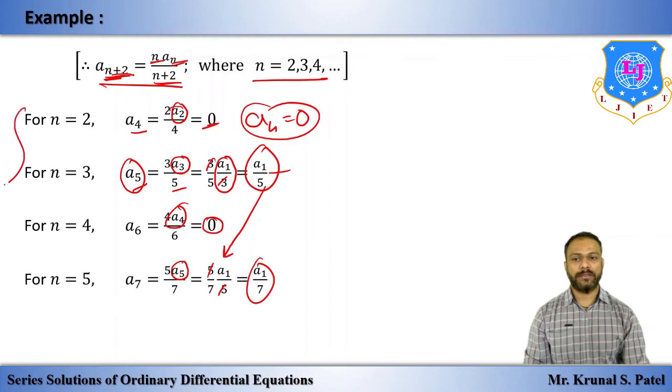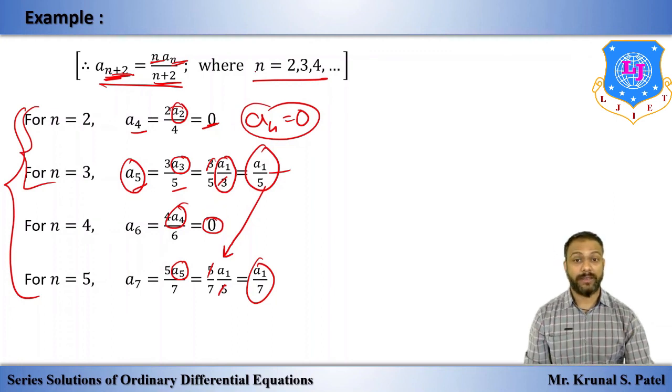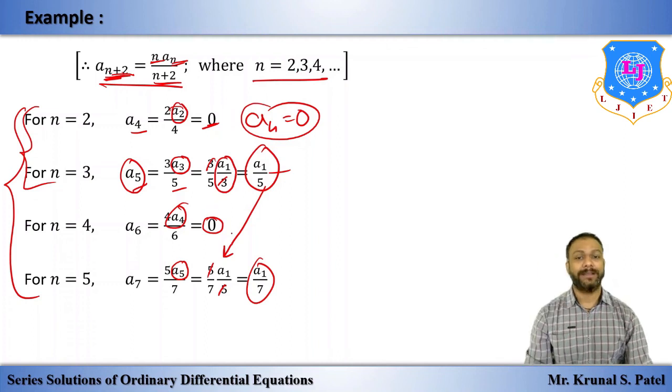We will put only 3 or 4 values, or if we have complication, then only 2 values. No need to put each and every value, because we have n running from 2, 3, 4 up to infinity. That's why we will write this right now, and so on.